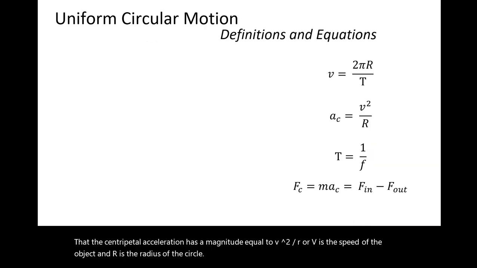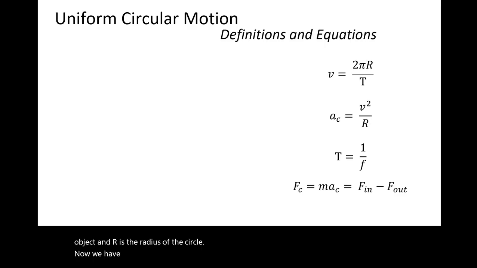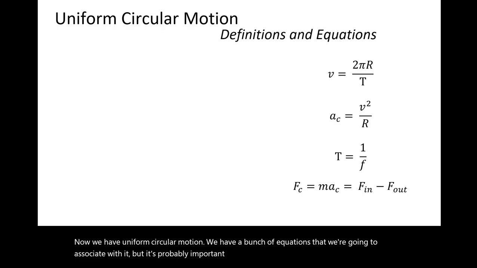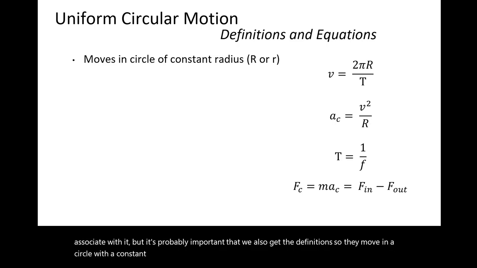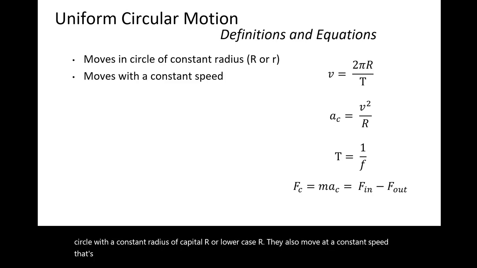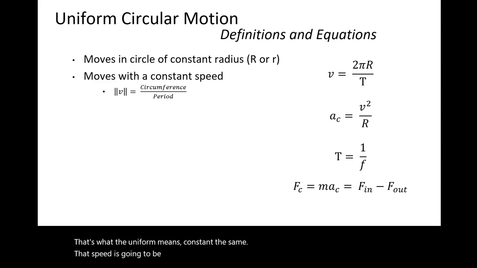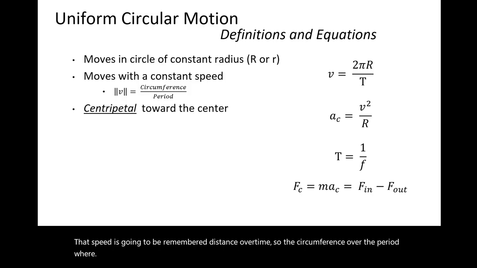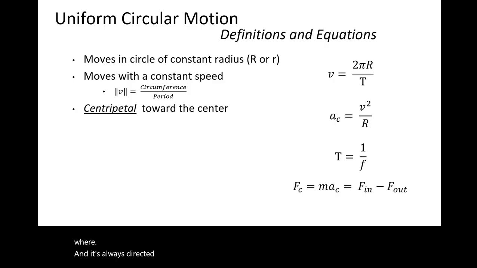Now, we have uniform circular motion. We have a bunch of equations that we're going to associate with it, but it's probably important that we also get the definitions. So they move in a circle with a constant radius of capital R or lowercase r. They also move at a constant speed. That's what the uniform means, constant, the same. That speed is going to be, remember, distance over time, so the circumference over the period, and it's always directed towards the center, that centripetal direction.